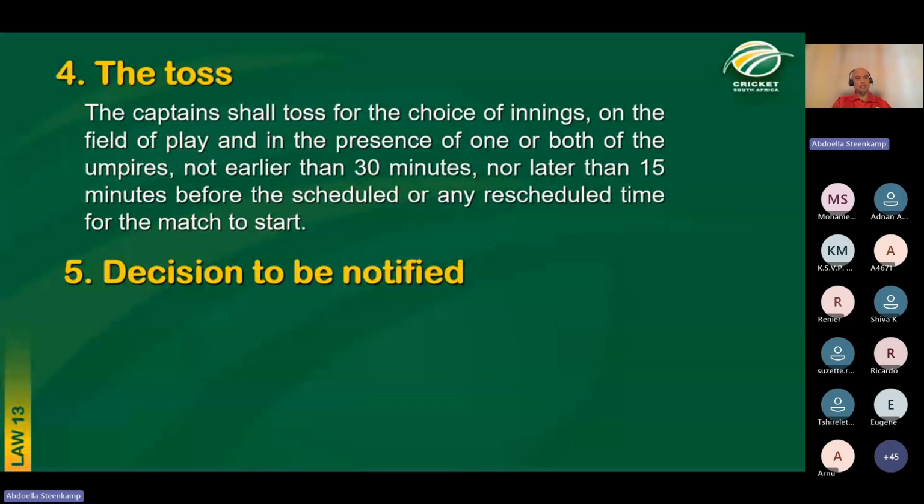Where does the toss take place? Anywhere on the field. We know customarily it happens right next to the match pitch, but according to the law, anywhere on the field of play. And in terms of the timing of the toss, there's a window period. There's a 15-minute window period for the toss to take place. If our game starts at 10 o'clock, what is that 15-minute window period? Anywhere between 9:30 and 9:45.